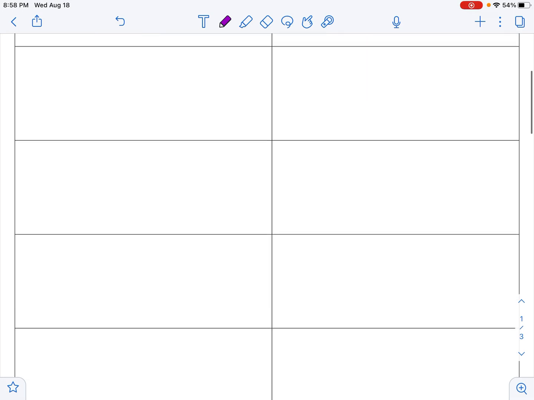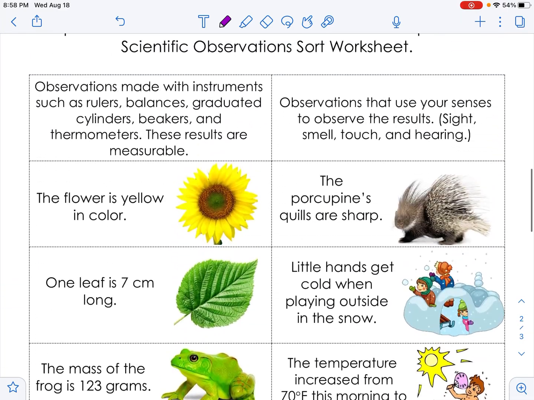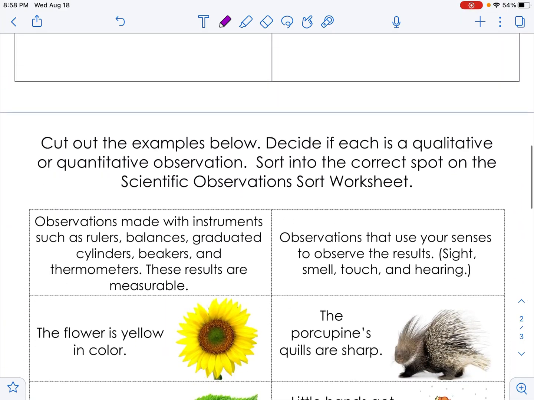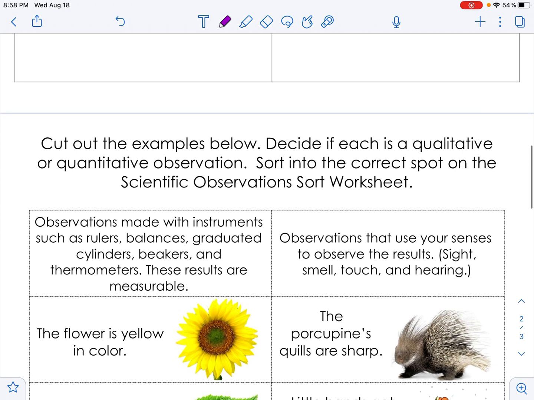Below, you have statements and pictures that you are going to put in the correct category. So, qualitative. Let's take a look here. We've got 2 definitions: observations made with instruments that are measurable, and observations that use your senses to observe the results: sight, smell, touch, hearing. All right, so that's the one.